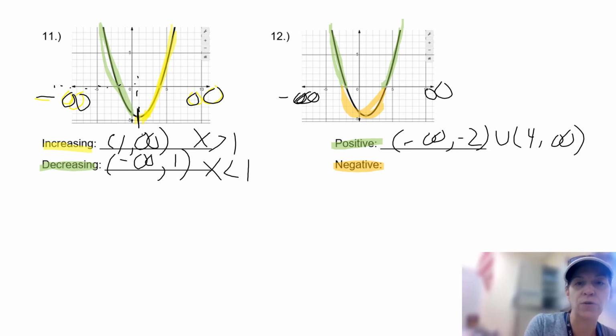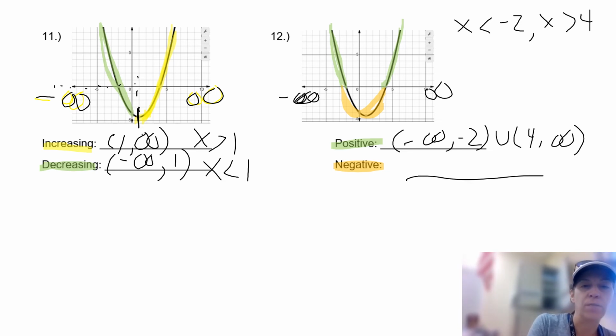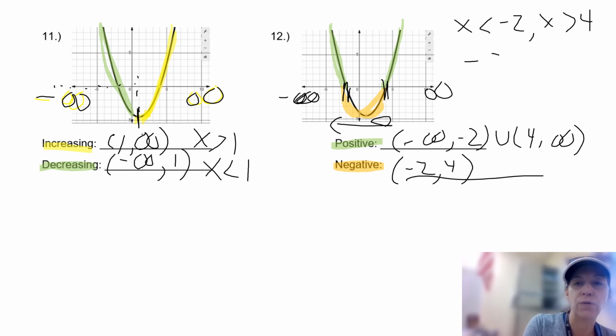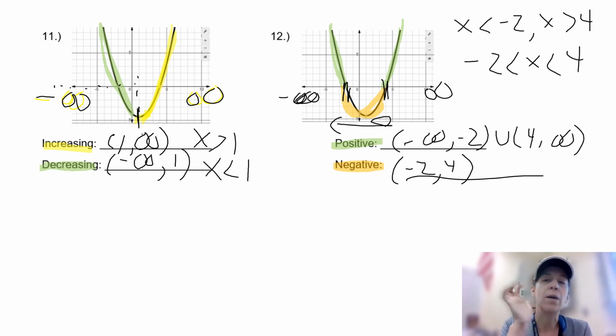If you want to use inequality notation, you would say x is less than -2 and x is greater than 4. On your negative, we have that -2 and that +4 and everything in between. So -2 to +4, or in inequality notation, -2 is less than x is less than 4. Don't mix the notations up, okay? Pick whichever notation you feel better about, and that's the one you're going to use.